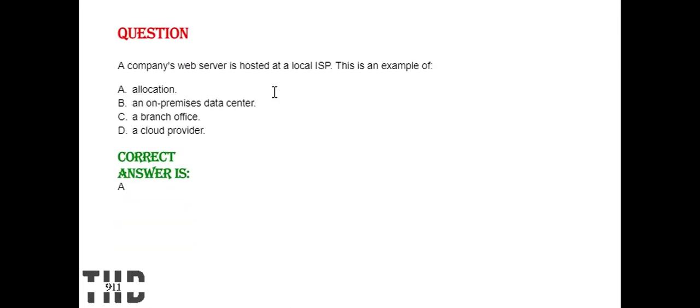The company web server is hosted at a local ISP. This is an example of which allocation: a colocation, an on-premise data center, a branch office, or a cloud provider? The correct answer is option A.